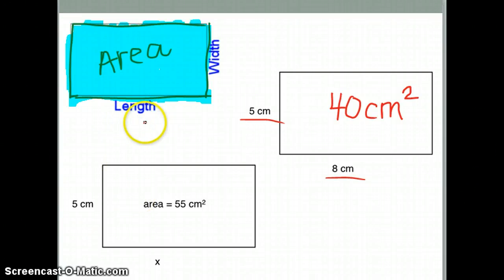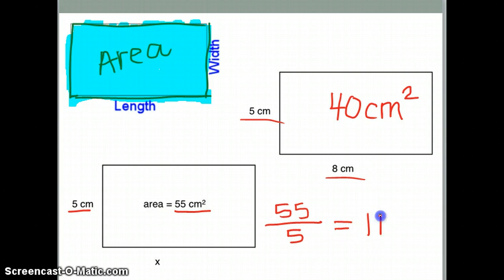If you look at the bottom rectangle, you'll notice I'm actually given my area and I'm given my width. I want you to get familiar and comfortable with going back and forth. So if we're looking for my length, I would have to divide then. If we multiplied to get the area, we have to divide to get the length or the width. So I would do 55 divided by 5, and I would get 11 centimeters for my length. So in this case then, the x is 11 centimeters.